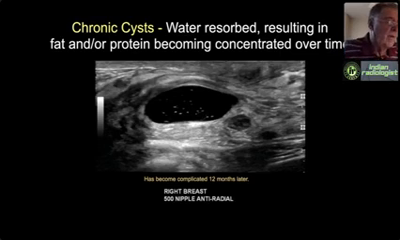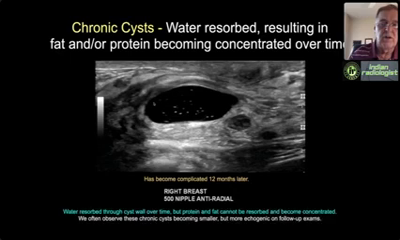And so, if you've ever followed any of these complicated cysts, you know over time they tend to become smaller and more echogenic. This is because of resorption of water. But whatever protein or fat contents are inside the cyst can't be resorbed through the wall. So over time, these chronic cysts tend to concentrate the fat and/or proteinaceous contents and become more echogenic. The fluid tends to become more echogenic.